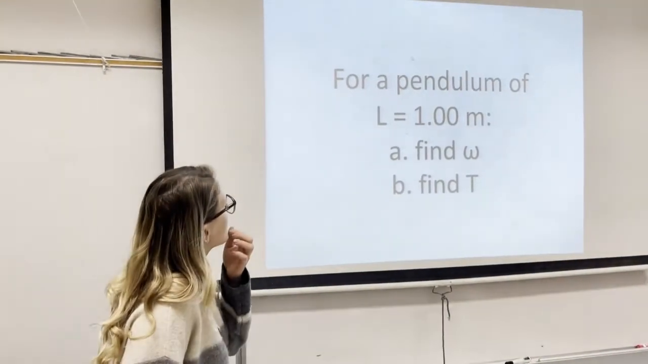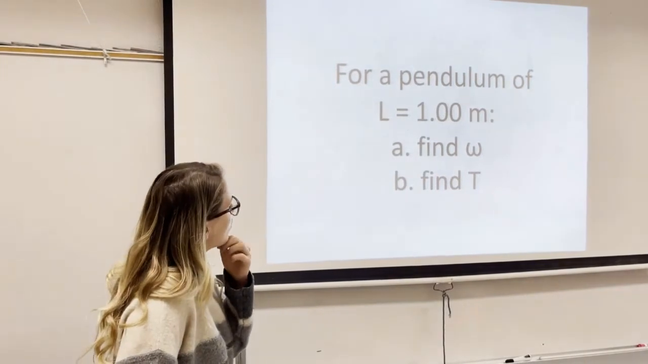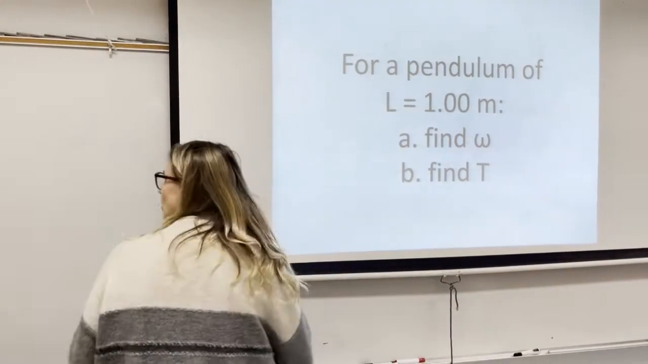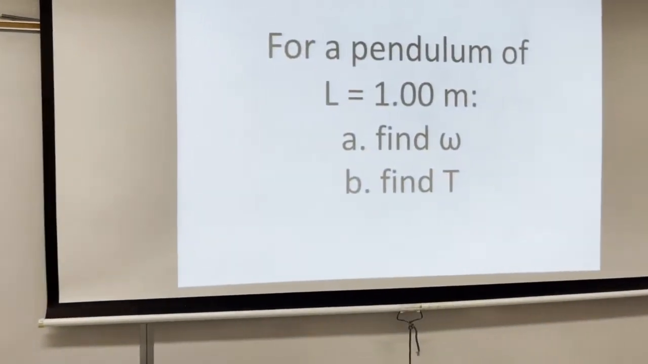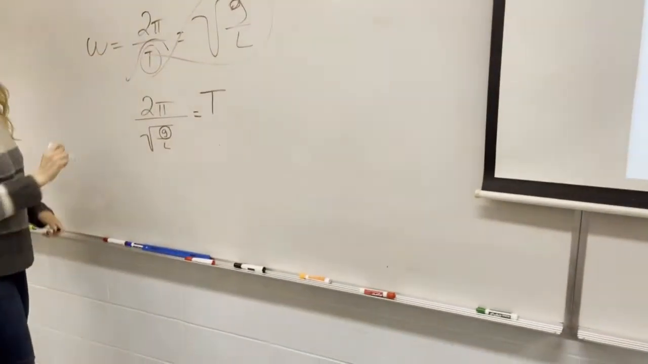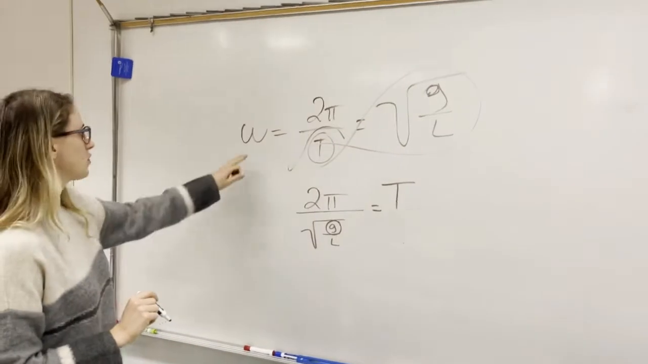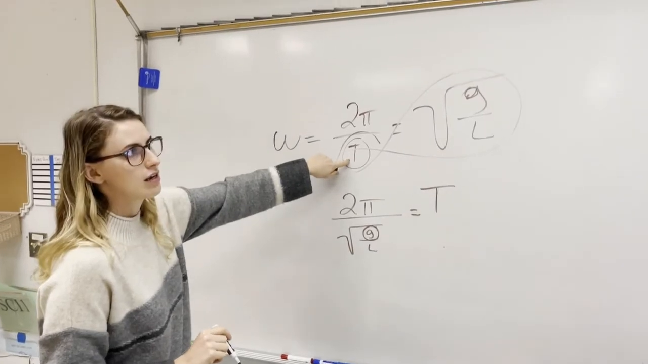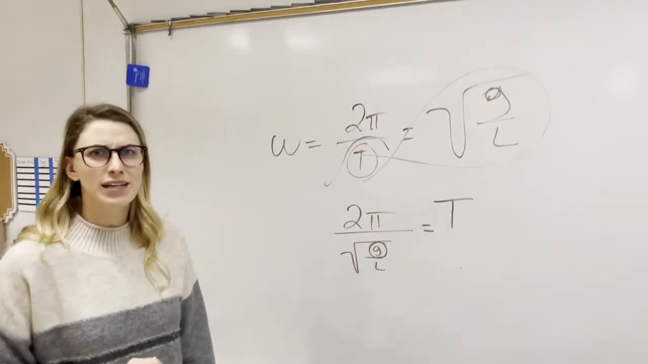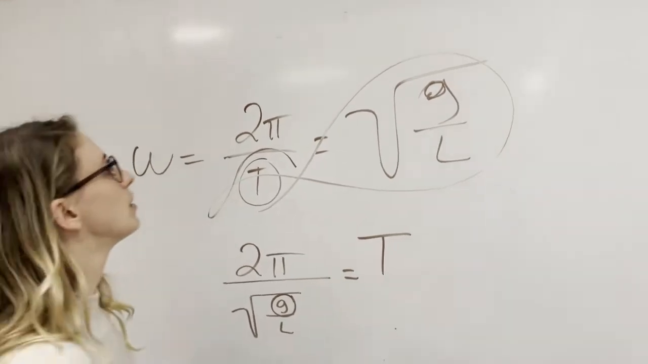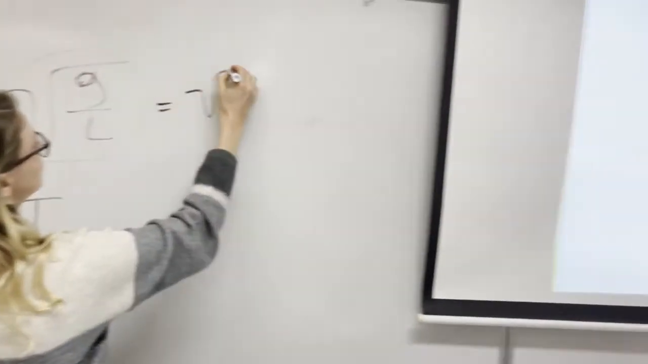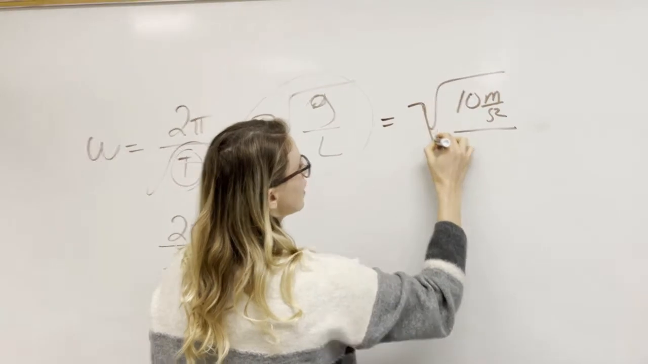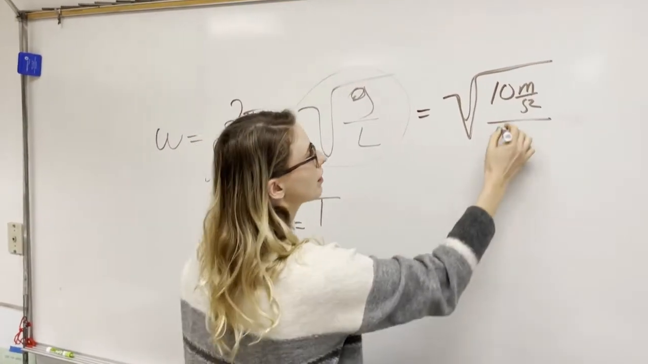So for a pendulum of length 1 meter, find the angular frequency and find T. The L is 1 meter. The first thing we're going to find is the angular frequency. We don't have the period, so we're just going to use the square root of g over L. And that's here on Earth, where the acceleration due to gravity is 10 meters per second squared. The length of the string is 1 meter.